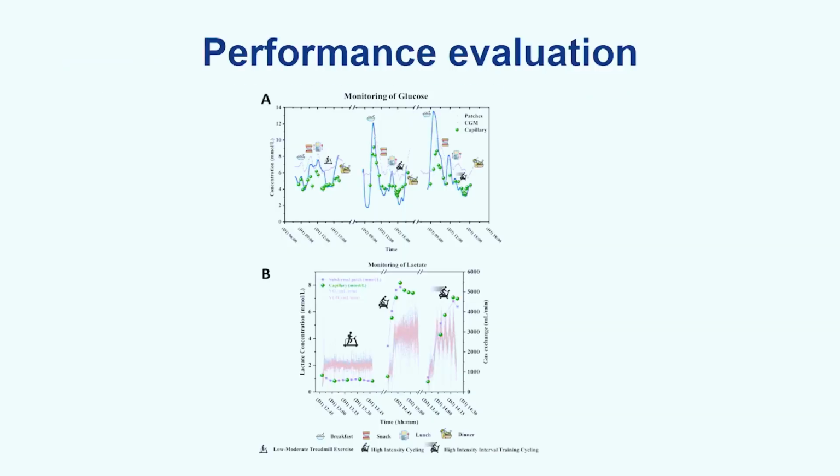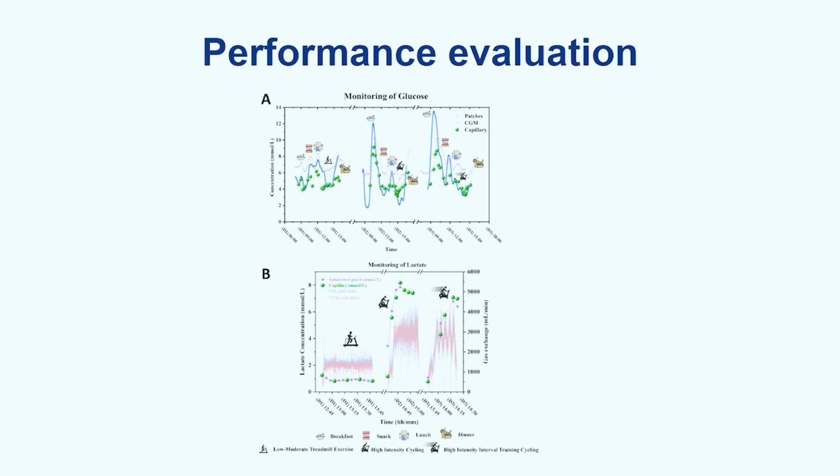Once we start using the AI model, we can make much more sense of our data. Just to show you here, I wish I can zoom into this. You can see there are 3 sets of data here. You have a lilac plot, which is the CGM data. You have the green dots, which are the capillary blood measurements, and then you have the blue plot, which is your measurements from your subdermal wearable patches.